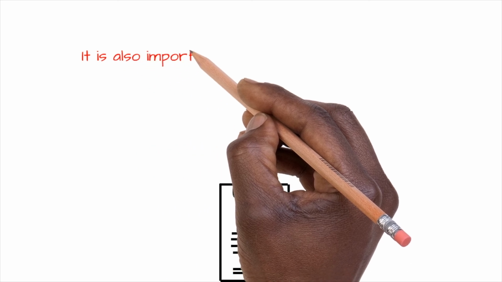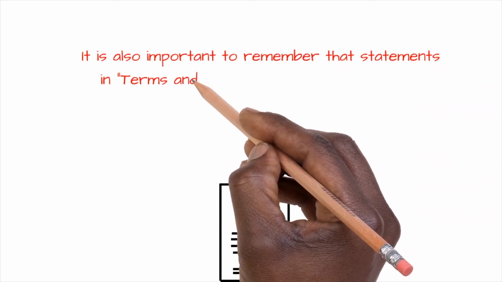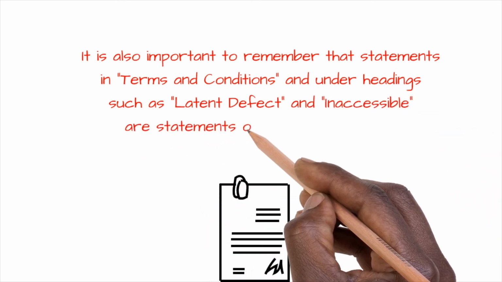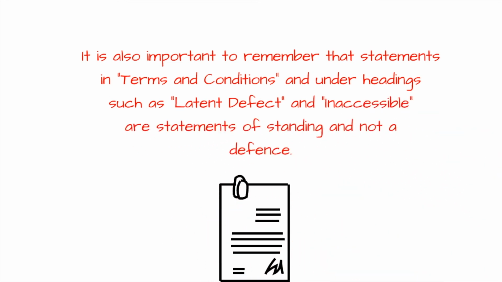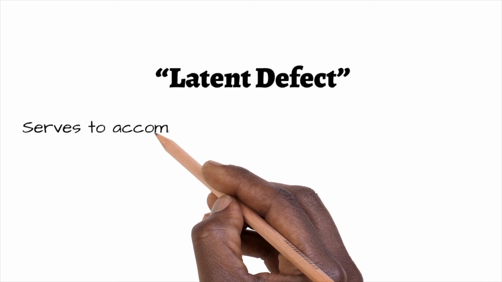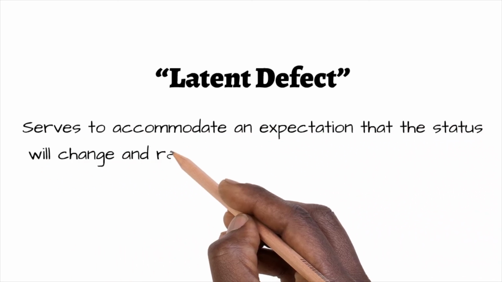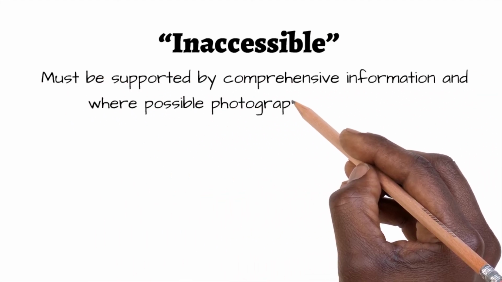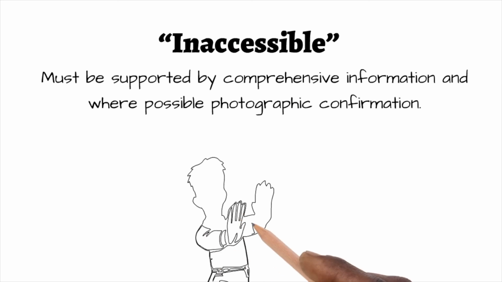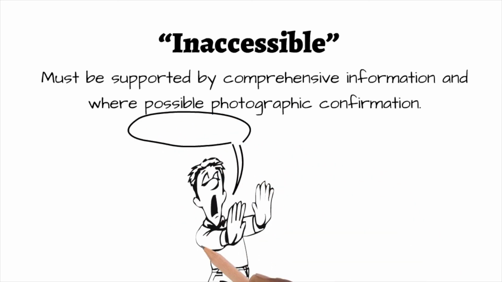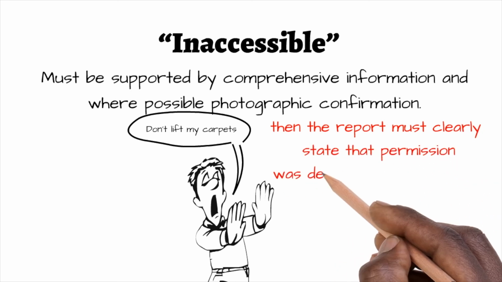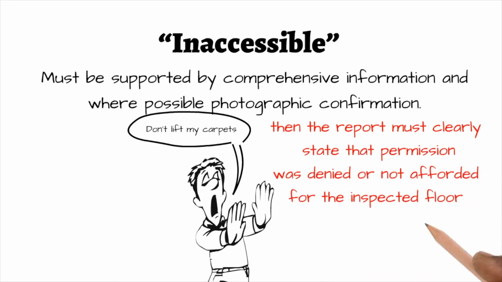It is also important to remember that statements in terms and conditions and under headings such as latent defect and inaccessible are statements of standing and not a defense. Latent defect serves to accommodate an expectation that the status will change and re-inspection and reporting is required. Inaccessible must be supported by comprehensive information and, where possible, photographic confirmation. By way of example, if you do not have permission to remove or lift a carpet that covers a suspected floor, then the report must clearly state that permission was denied or not afforded for the inspected floor.